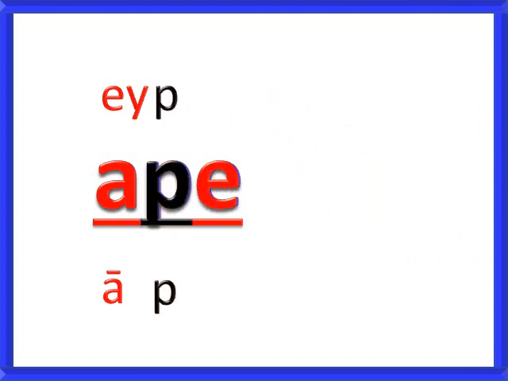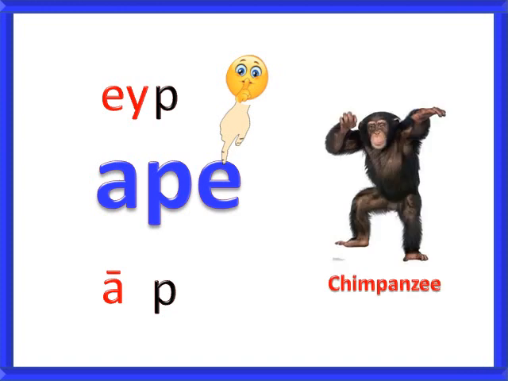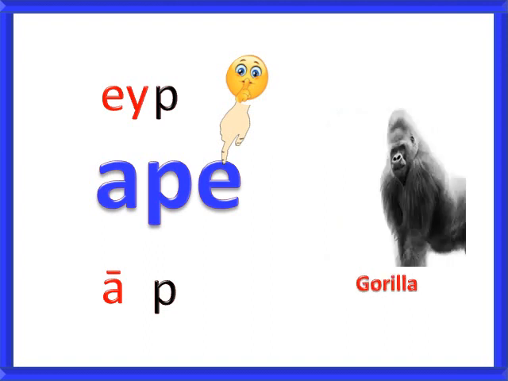Ape. A, P. Ape. E is silent. Okay, now I'm going to show you some apes. The first one is a chimpanzee. A chimpanzee is an ape. Chimpanzee is not a monkey. It's an ape. And the next one is a silverback gorilla.